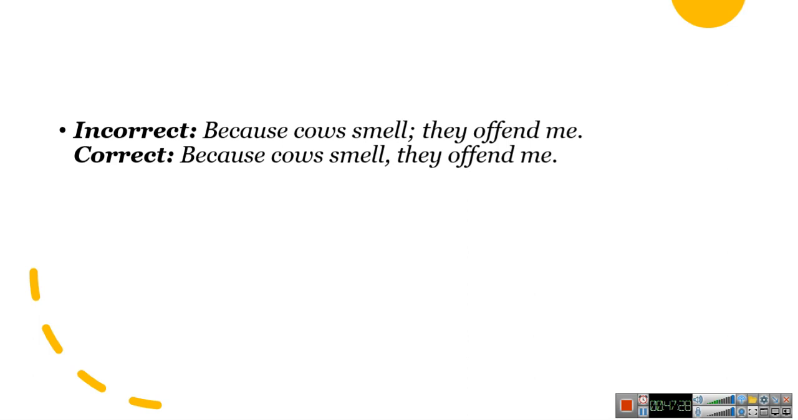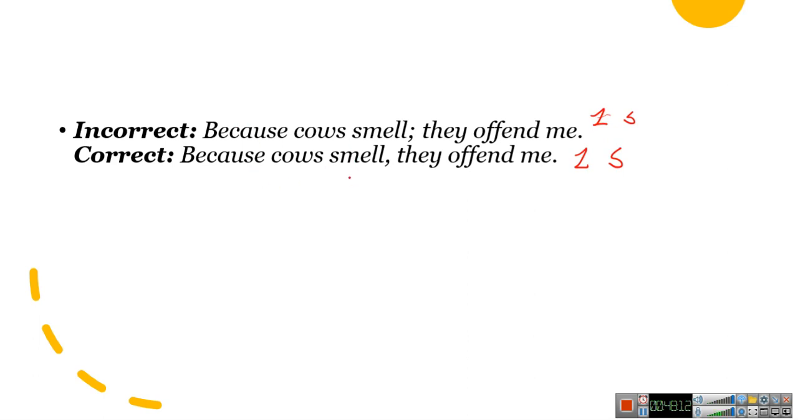I don't know, teacher. Don't worry about that. So, Diana, can you help Nubia? Well, I think it's because you can't separate the sentence, because they have one sense together. So, because cows smell, they offend me. It's only one sentence. Okay, you're very close. So this is one sentence, and one sentence.